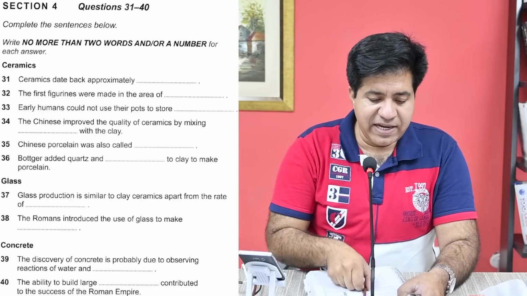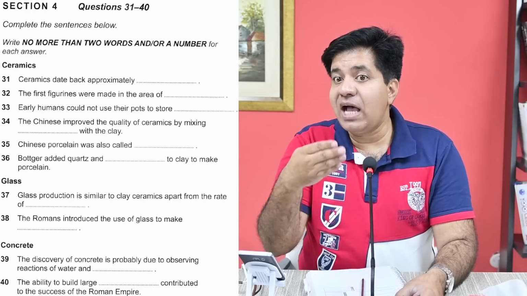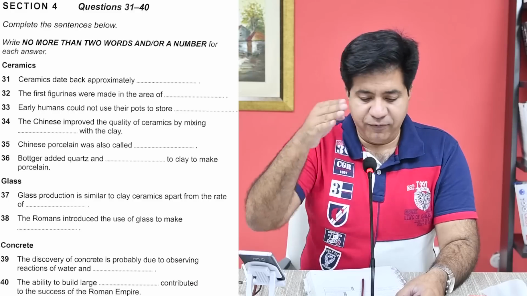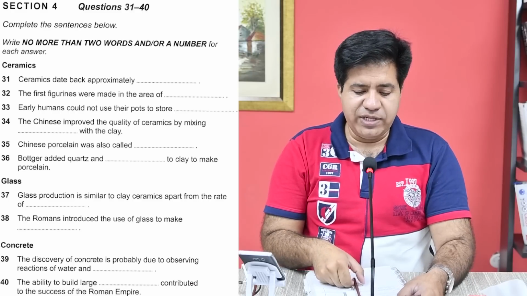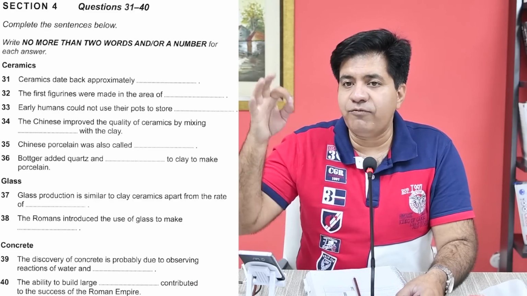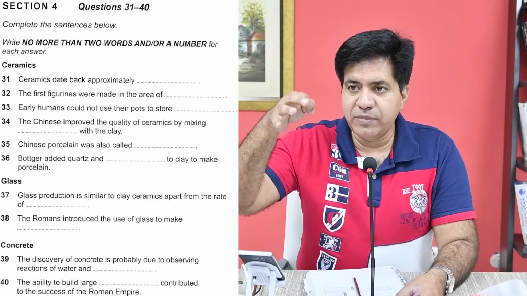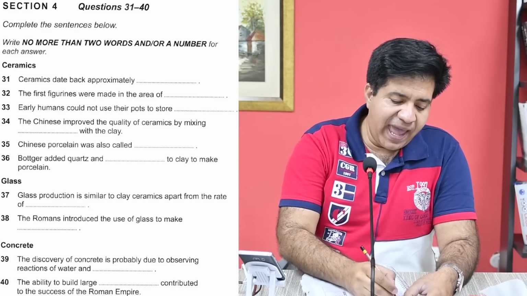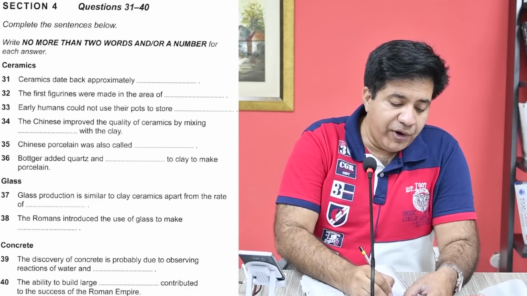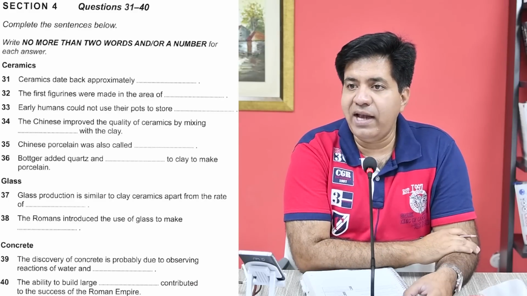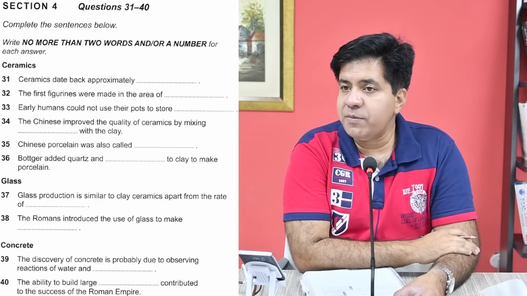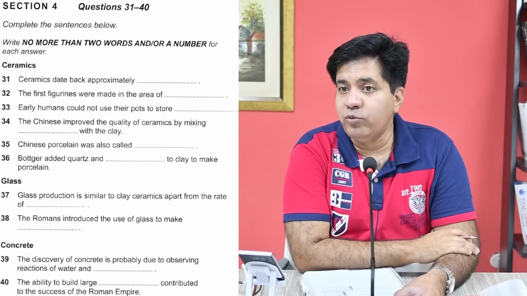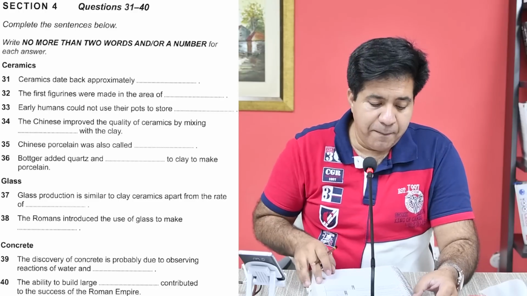Approximately. And then they said date back. Date back means how old they are. For example, they say ceramics date back approximately 1,000 years. Something like that. So for date back, they might use the word old. For approximately, they might use the word around. And the answer is going to be the number. So let's see.